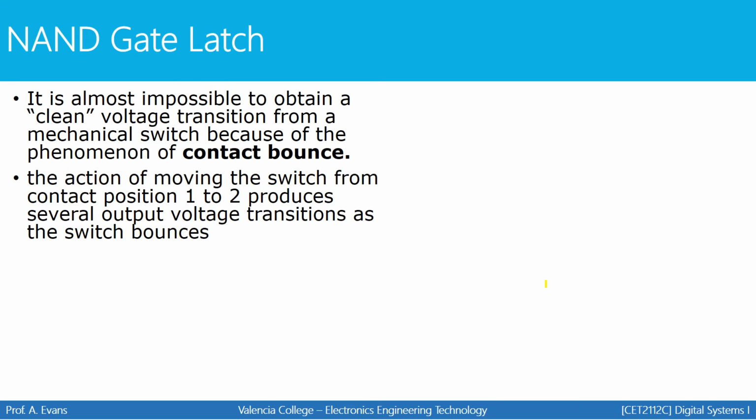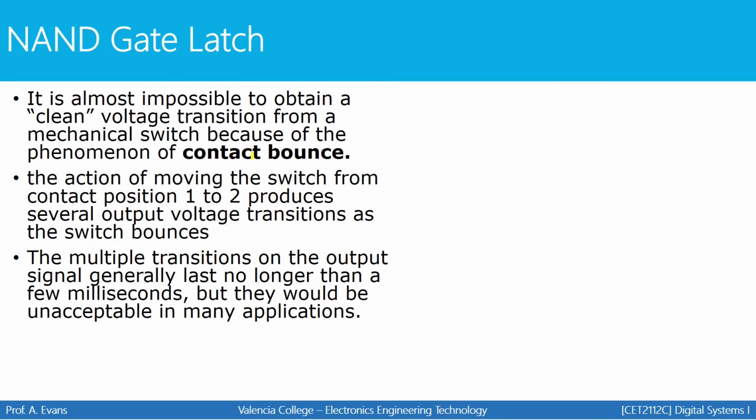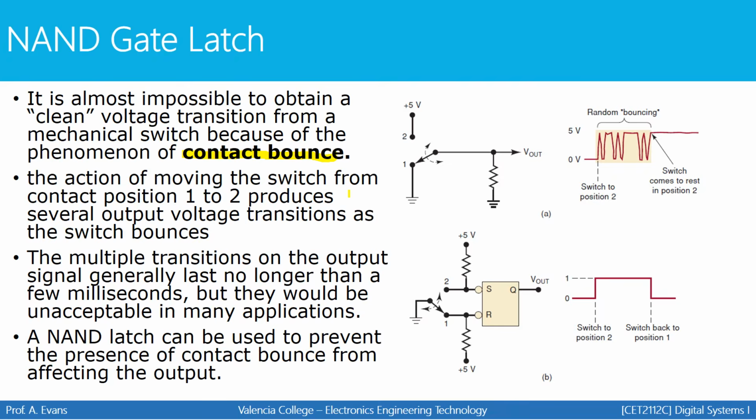So when you are changing your switch, you might be thinking you're going from high to low or low to high, but there's actually a little bit of oscillation in there. And oscillation is never good in a digital system. You can only ever have a high or a low in a digital system. You don't want an input to switch very rapidly between the two, which is what can happen with contact bounce. The multiple transitions on the output signal generally last no longer than a few milliseconds. But a few milliseconds is a long time in the digital world where things happen extremely fast. So we don't want contact bounce, especially when we're working with flip-flops. You don't want to have that phenomenon happen.